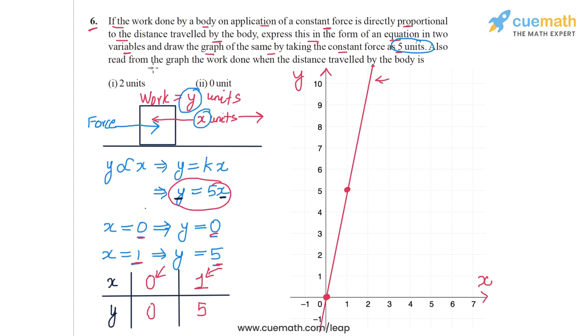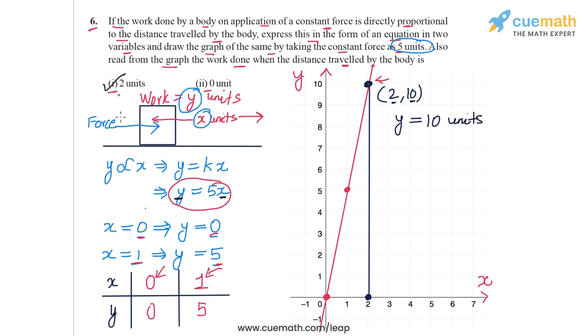Now we were also told, read from the graph the work done when the distance traveled by the body is 2 units and 0 unit. So when the distance traveled is 2 units, then x is equal to 2, and let's find the corresponding point on the graph. The corresponding point on the graph will be this point here, which is 2, 10. So for x equal to 2, y is equal to 10. So the work done will be equal to 10 units if the distance moved is 2 units. And that solves part 1.